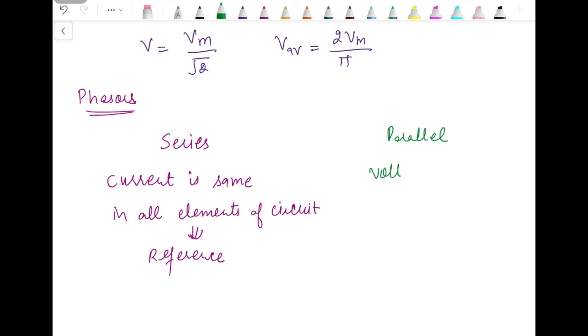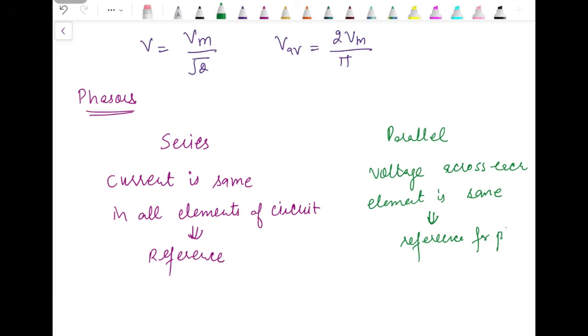voltage across each element is the same. That's why it is considered as reference for phasors.